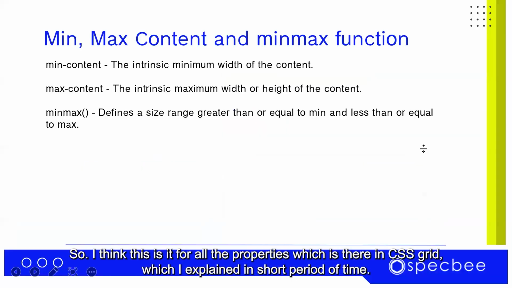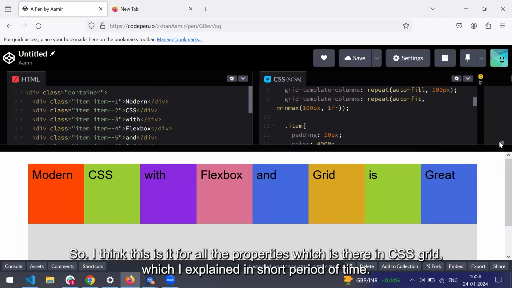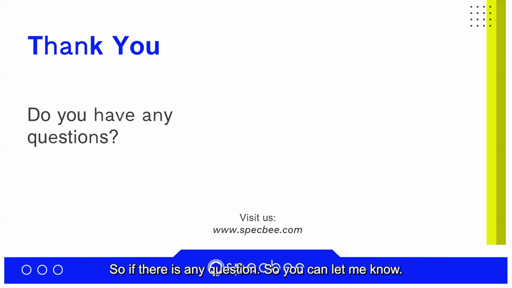So I think this is it for all the properties in CSS Grid which I can explain in a short period of time. If there is any question, you can let me know.